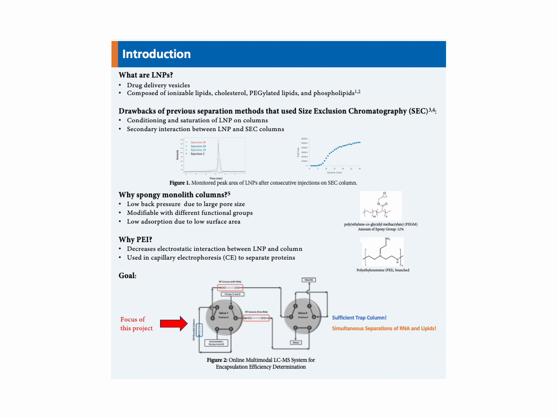Spongy monoliths have low back pressure due to large pore sizes, low absorption due to low surface area, and are modifiable with different functional groups due to the presence of epoxy groups. The functional group that we chose is polyethyleneamine, since it can decrease electrostatic interaction between LNP and the column. In the past, PEI have been used in capillary electrophoresis to separate proteins.